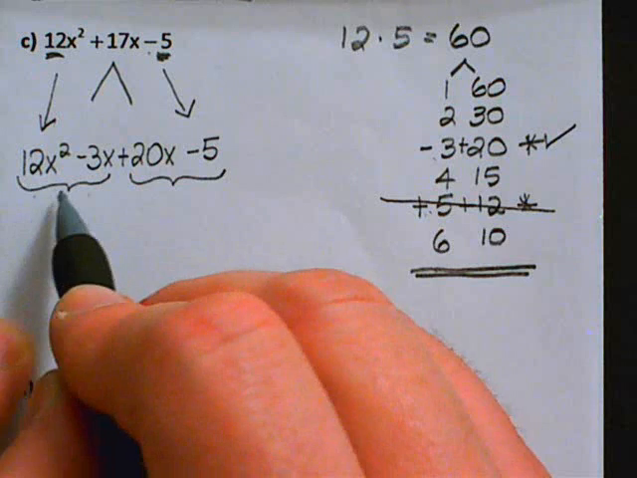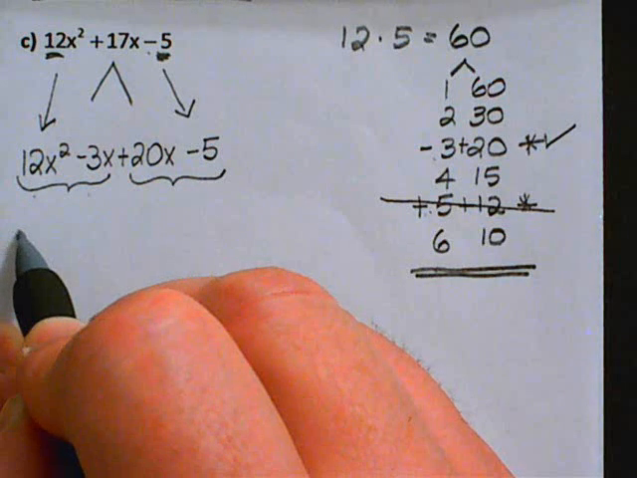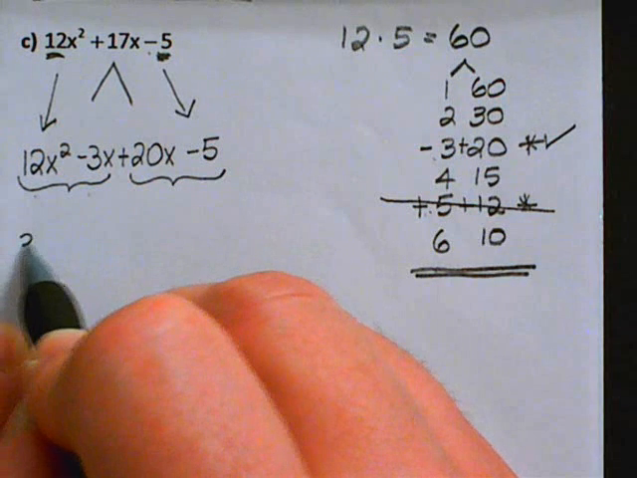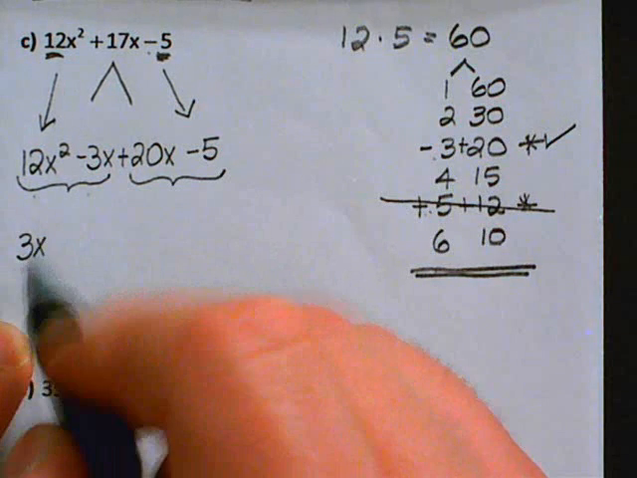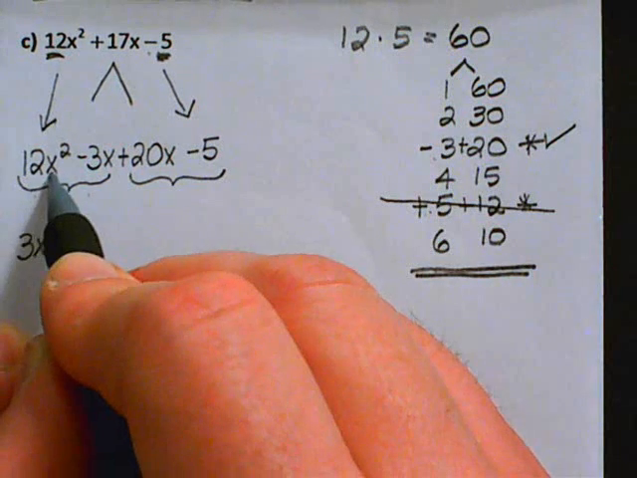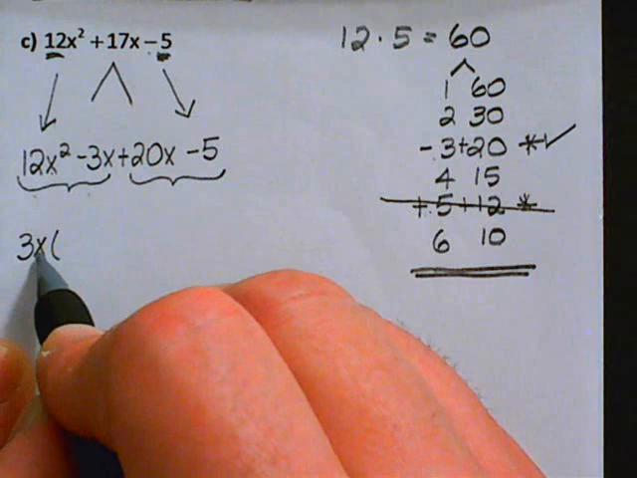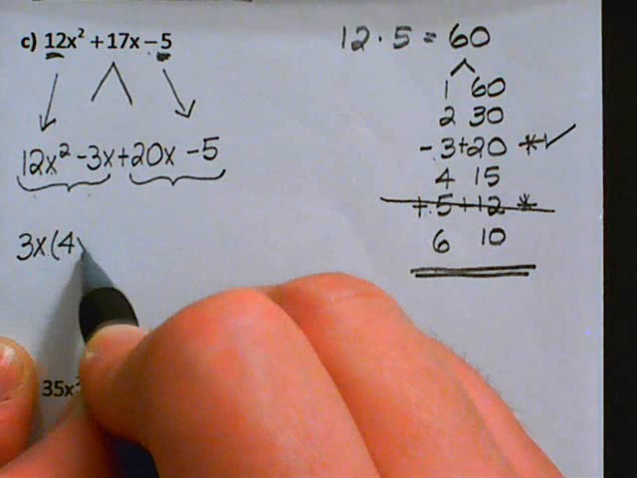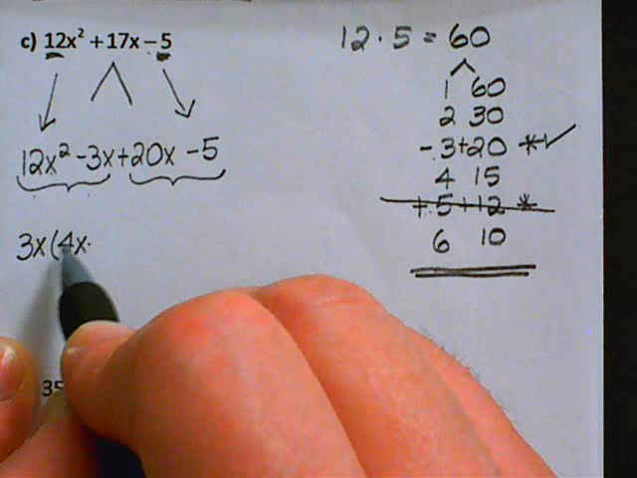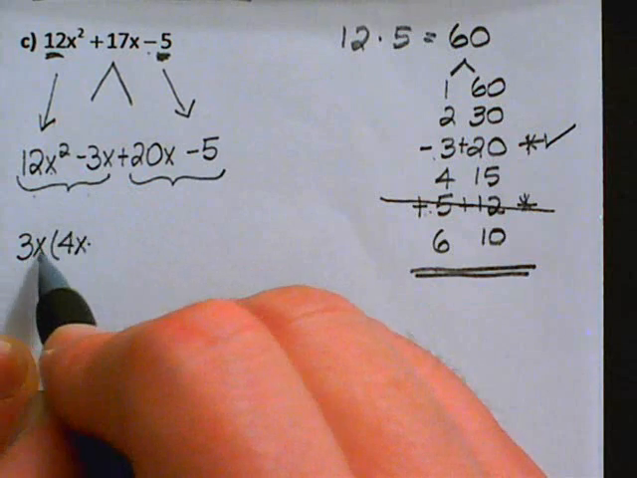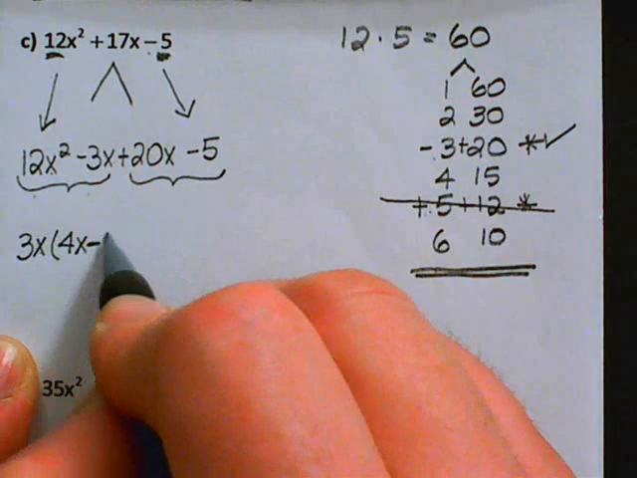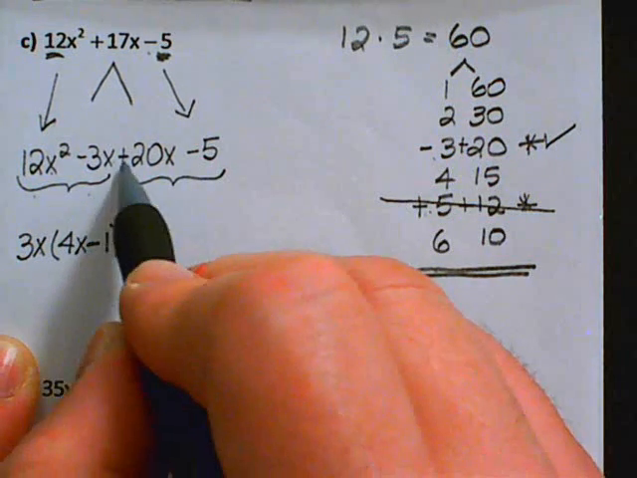If I group the first two and I factor the first two, what can I factor from both terms? The answer would be a 3 and an x, so 3x. So 12x squared divided by 3x is 4x. Negative 3x divided by 3x is negative 1.